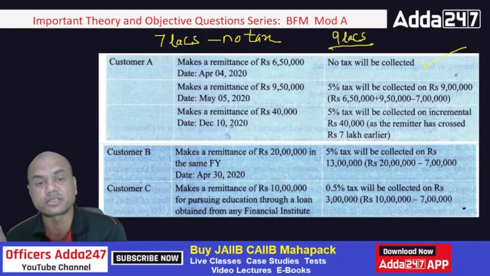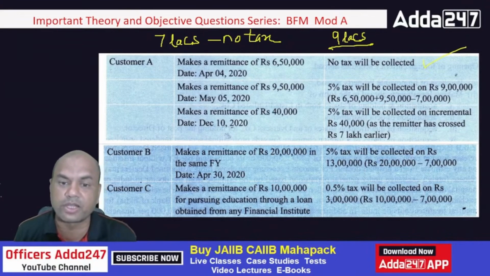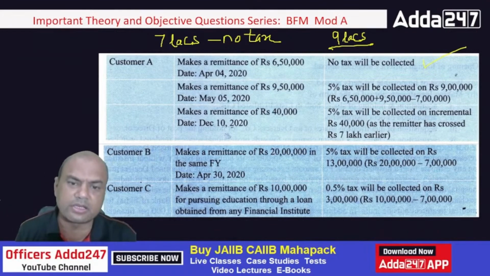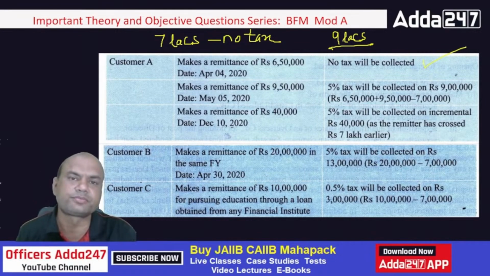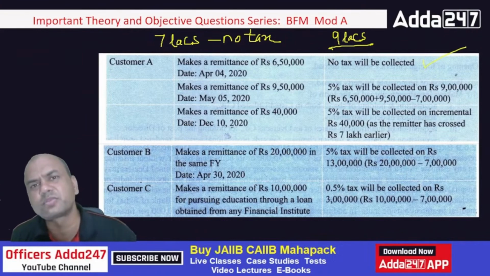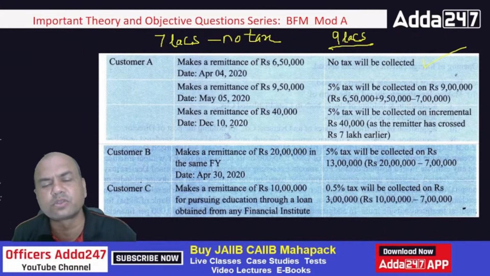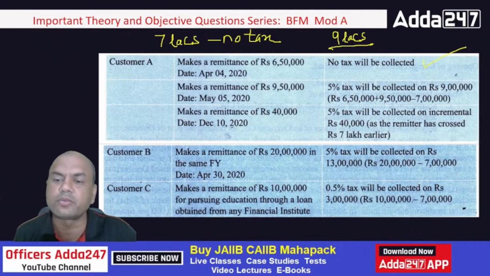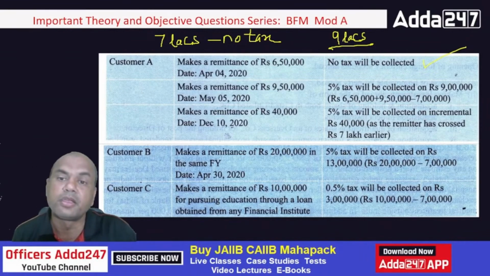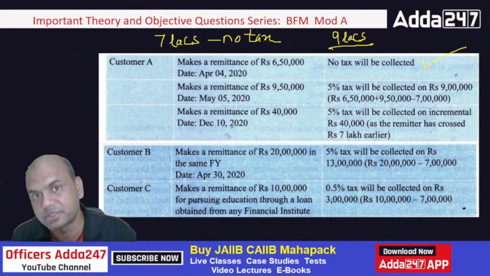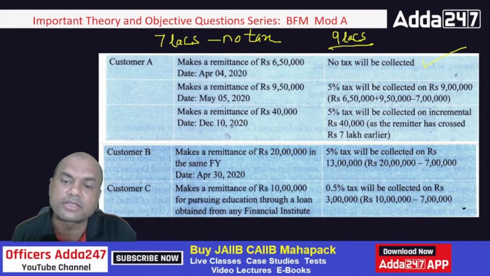Now look at the second person, B. Makes a remittance of 20 lakhs in the same financial year. Means immediately this person, financial year has started. This person comes on April 30 and makes a remittance of 20 lakhs. Now this is quite obvious. 7 lakhs is breached in the first transaction only. So what will I charge him? I'll charge him 20 minus 7, 13 lakhs. 5% tax will be collected on 13 lakhs. So what are we assuming over here? The customer is having a PAN number. If the customer is not having a PAN number, then 10%. Okay. So here I'll be charging 5% to this customer. Now look at the customer C.